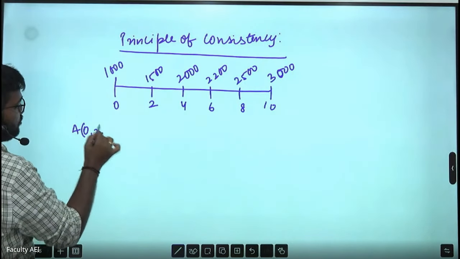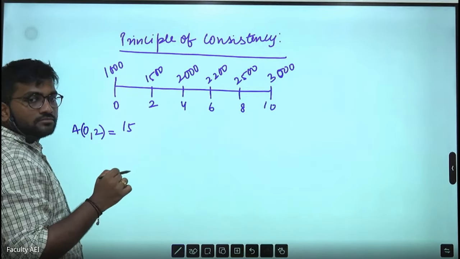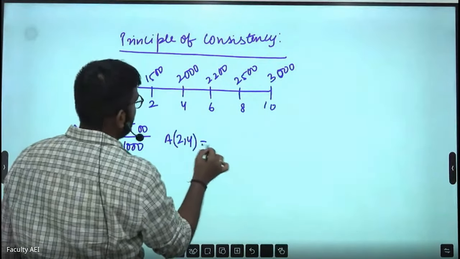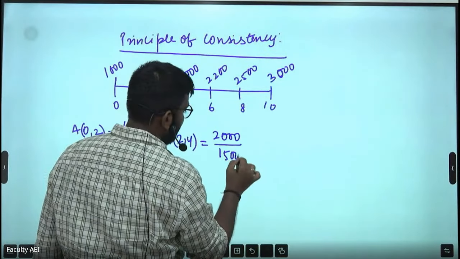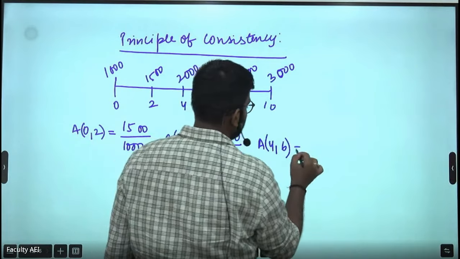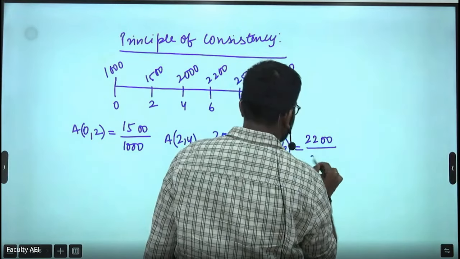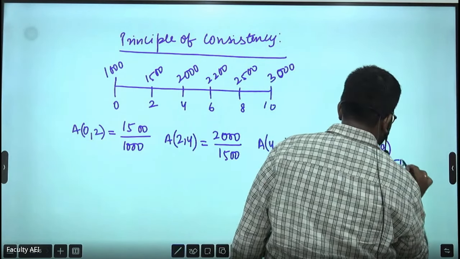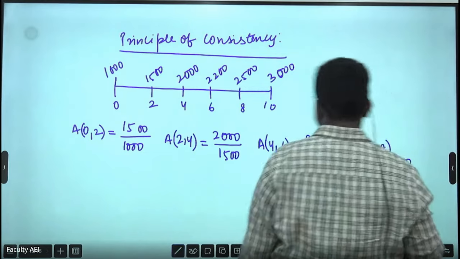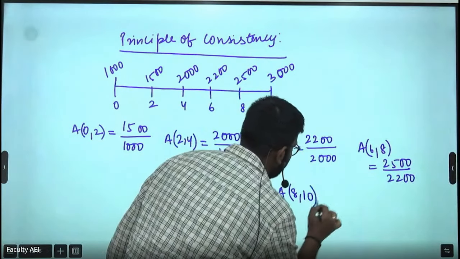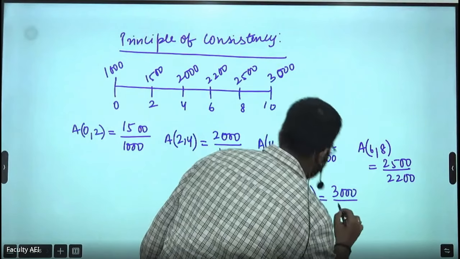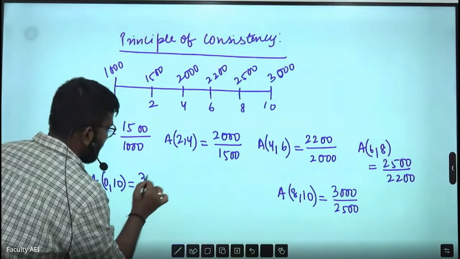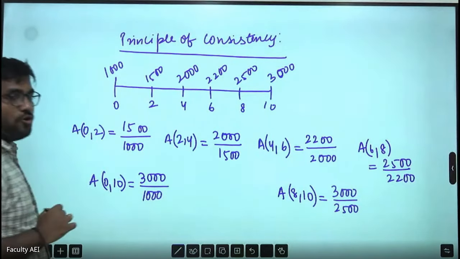what is A 0 to 2? Accumulation factor from 0 to 2, accumulated value by present value. What is A 2 to 4? 2000 by 1500. What is A 4 to 6? 2200 by 2000. What is A 6 to 8? 2500 by 2200. And what is A 8 to 10? Accumulated value by present value. So what is A 0 to 10? 3000 by 1000. Yes or no?